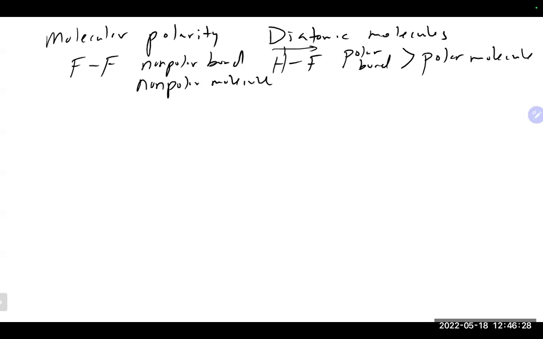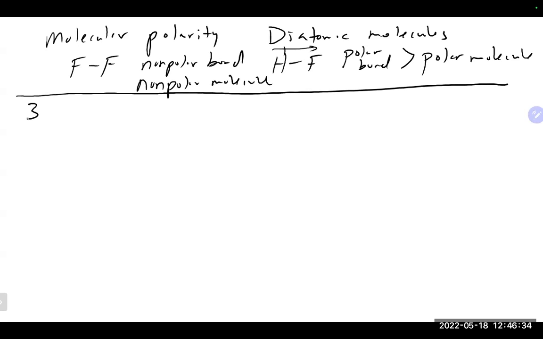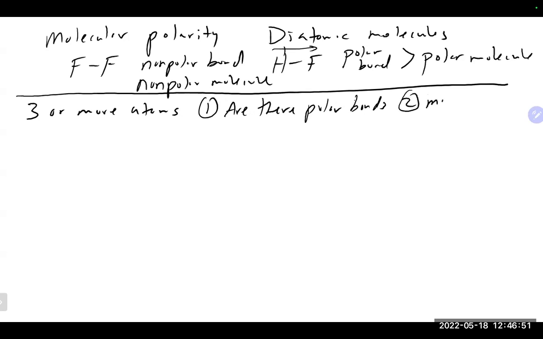It is when you are dealing with 3 or more atoms, you need to look at 2 things. 3 or more atoms. You need to look at, are there polar bonds? Which would be your electronegativity. And secondly, you need to look at the molecular shape or geometry.